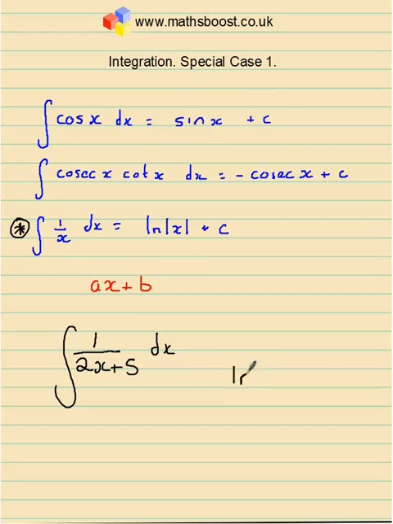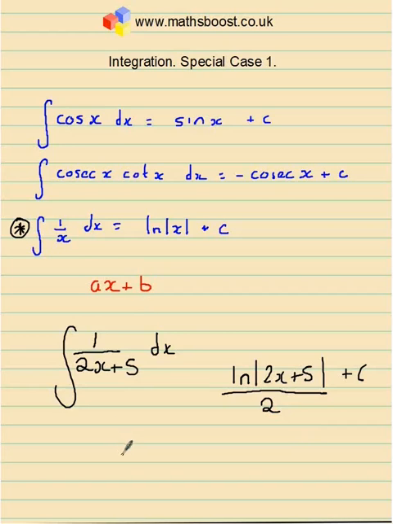So it's going to be natural log 2x plus 5. I can carry on as normal. But again, because I've used that special rule, I've got to pay the price, divide the answer by a, the x coefficient, which is in this case 2. So we get a half natural log 2x plus 5 plus c. Crucial that you spot that.